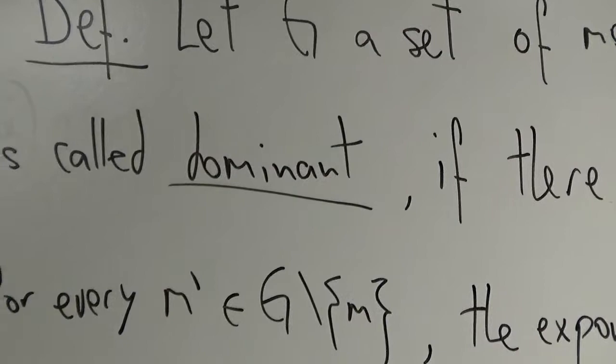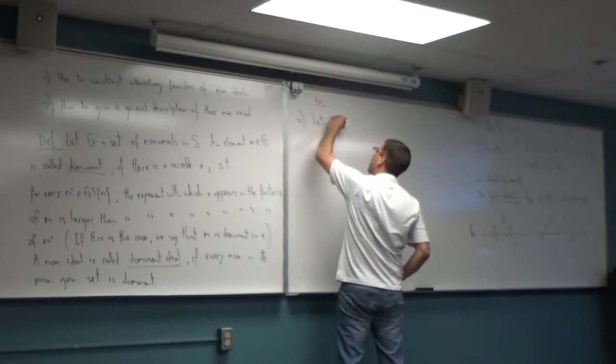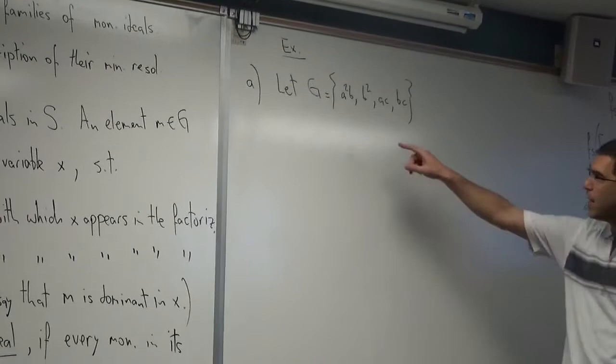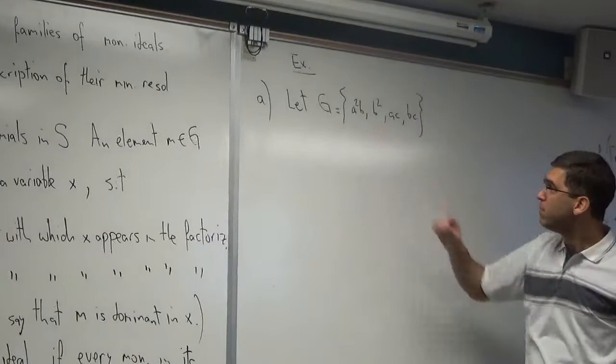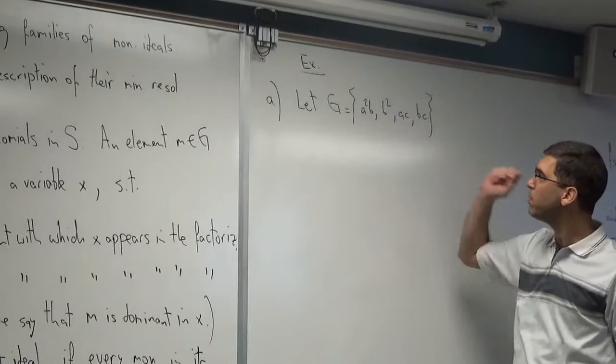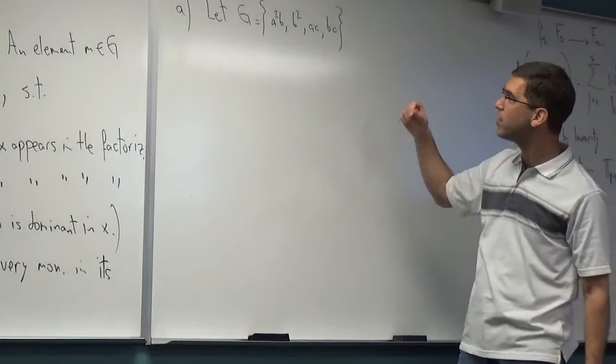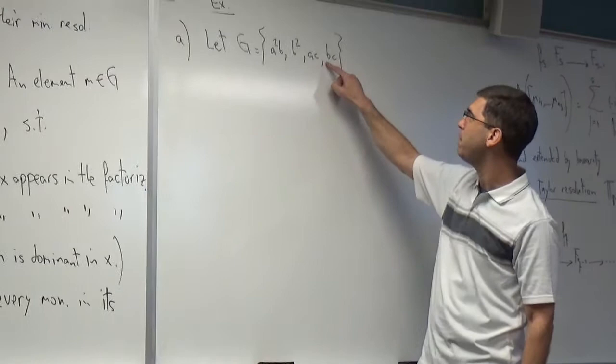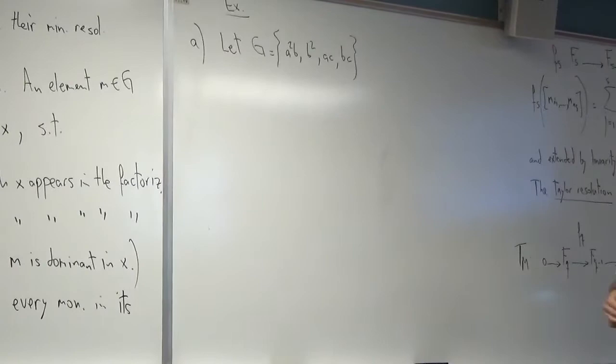Example. Let's explain the first part of the definition with an example. Let G be the set a squared, b squared, ac, bc. Right? This is a set of monomials, a set with four monomials. We claim that the first monomial is dominant. Let's see if this property is satisfied. This monomial is dominant because there is one variable, a, such that the exponent with which a appears in the factorization of this monomial, 2, is larger than the exponent with which a appears in the factorization of the other three monomials. Here a appears with exponent 0. Here a appears with exponent 1. Here a appears with exponent 0. But here a appears with exponent 2, which is larger. So this monomial is dominant in a.